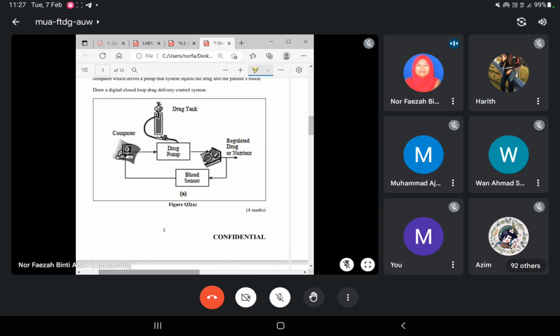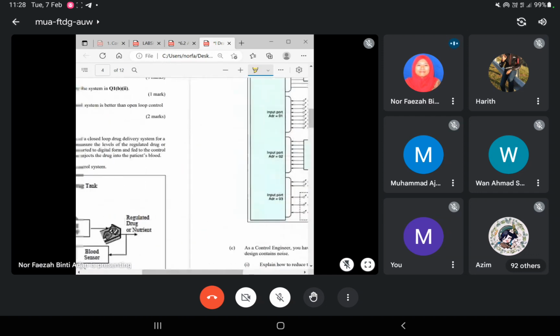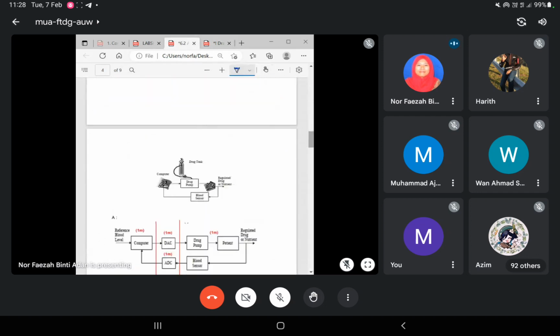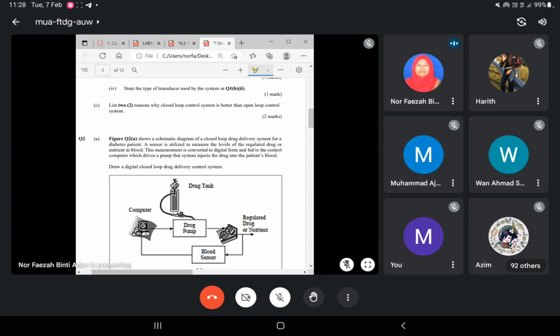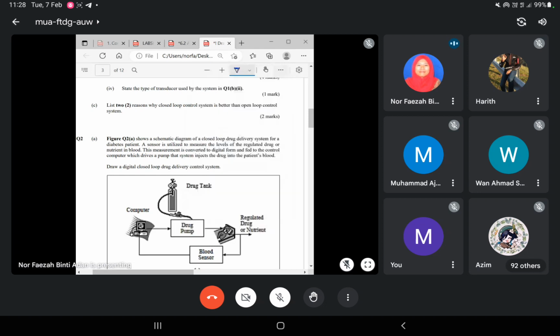Okay, so ini soalan dia, mana jawapan dia? Salah pula. Jawapan dia dekat sini. Okay, so dia suruh you draw a digital closed-loop. Alamak, ni dah chapter 3. Tak apalah, saya cover je lah.